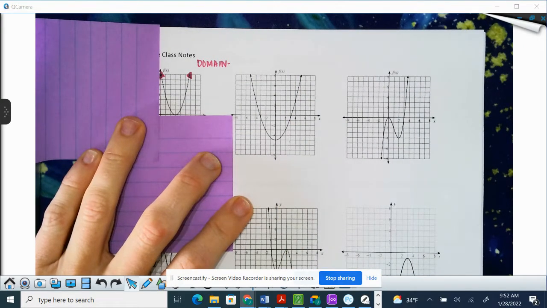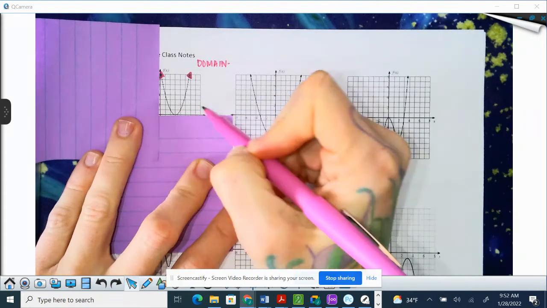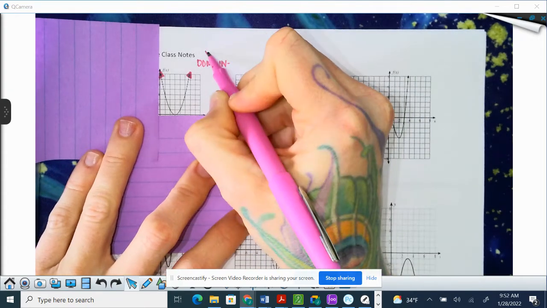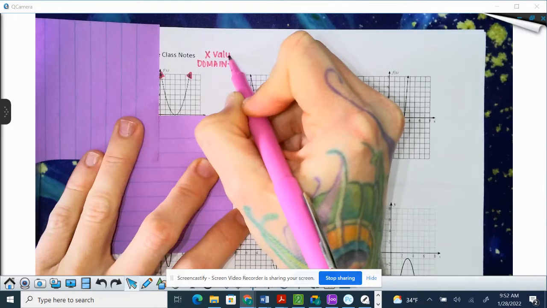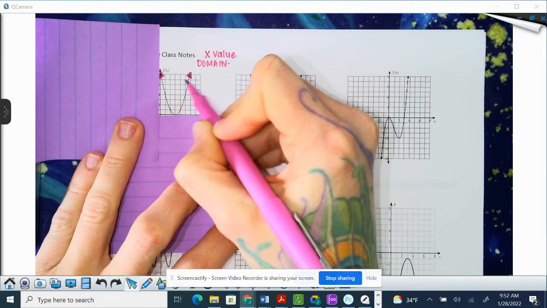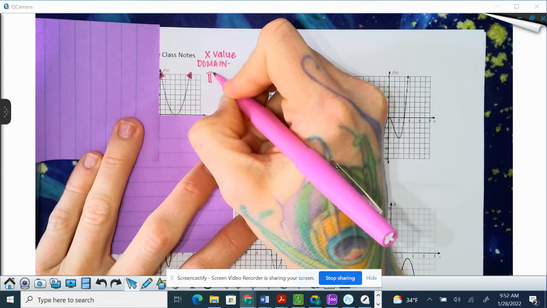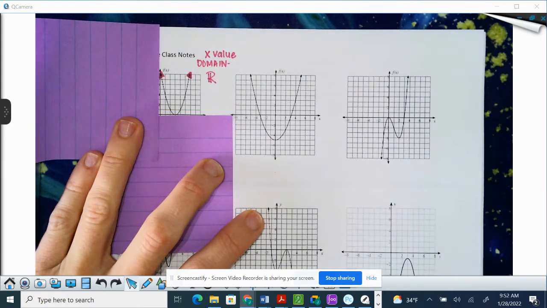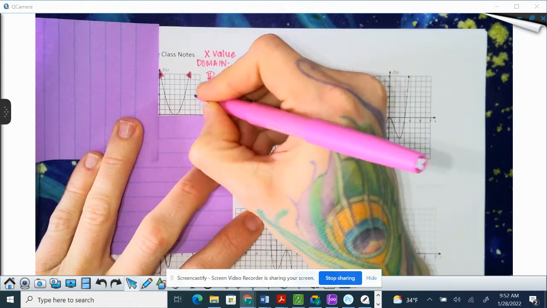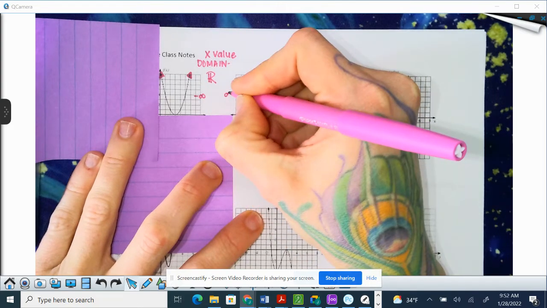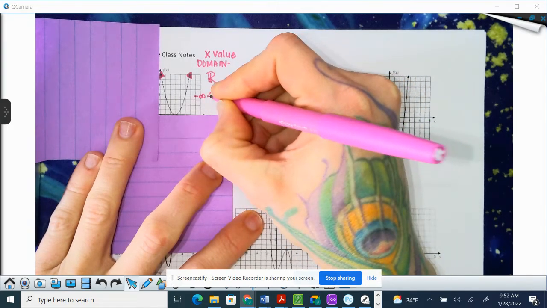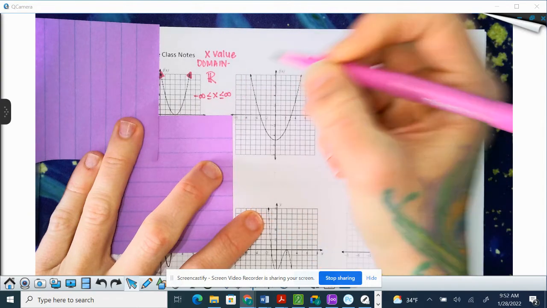So your domain in this case is left and right. That's your x values, always x values. With these arrows, that means it's going to go left and right forever. So you can do all real numbers. That's a symbol for all real numbers. You could also write from negative infinity to positive infinity, and put an x, small number to the left, larger number to the right.